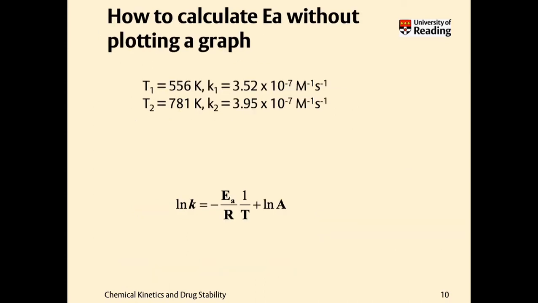You can calculate EA without plotting that graph by just doing 2 experiments at 2 different temperatures. You've got temperature 1, and you've worked out the rate constant at that temperature, and then you have temperature 2, and you've worked out the rate constant at that temperature. And you're going to notice here similarities when we were looking at the Van 't Hoff equation when we were doing thermodynamics, and there is a huge similarity here that you're going to see as we move forward.